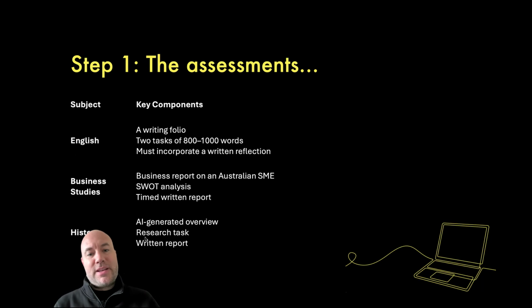So the way I'm going to go through this is I'll show you a quick fly through of each of these assessments. One from English, which is a writing folio task, which involves two submissions, 800 to 1,000 words with a written reflection. A business studies style task where we have to produce a comparative report between a small and medium enterprise and a large business. And a history or humanities task where we have some AI work and also a research task and a written report component. It doesn't really matter at this stage what these assessments are.